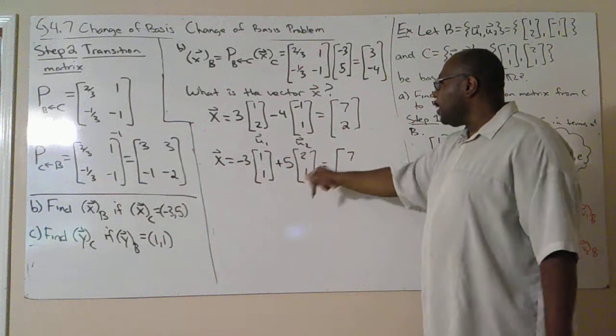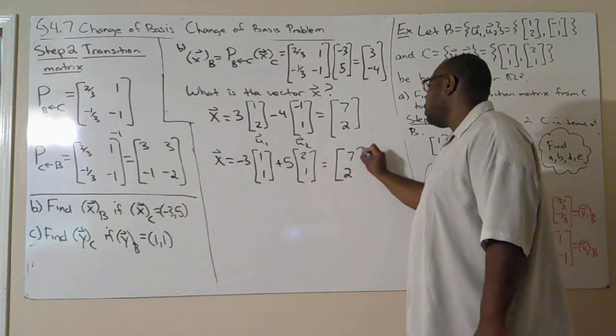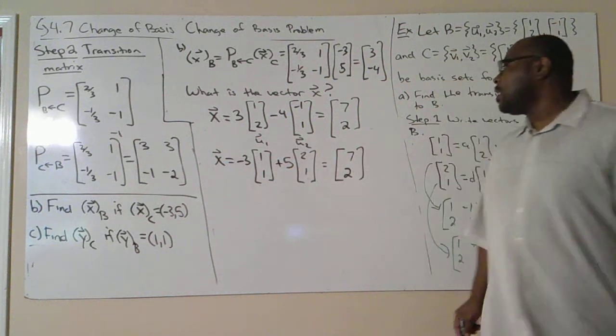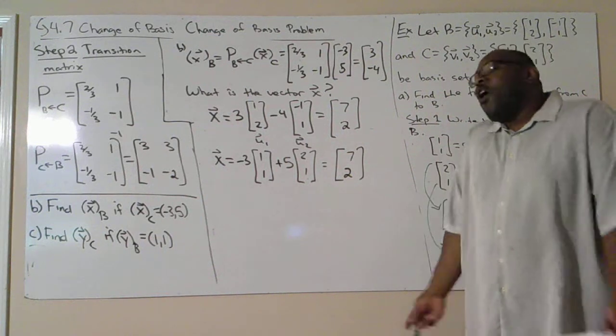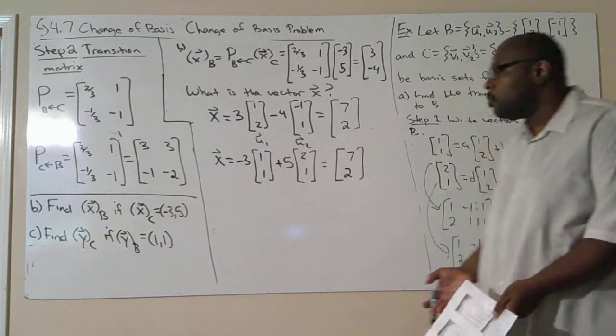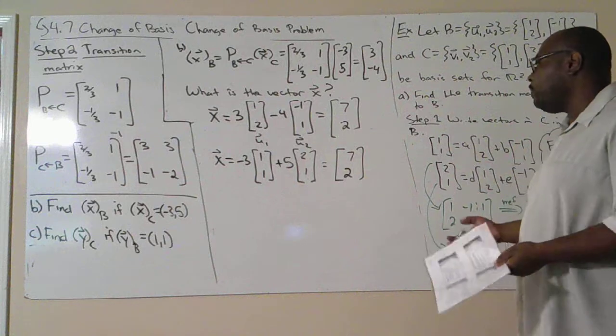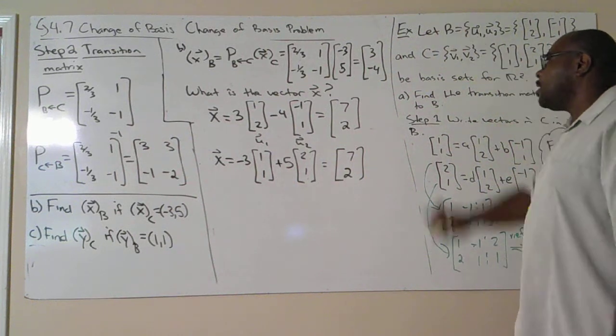I have negative 3 plus 5, that is 2. So x is equal to 7, 2. It's the vector 7, 2, or I can think of it as the point 7, 2. Right? If I think of x as a position vector, pointing to the point 7, 2 in space.